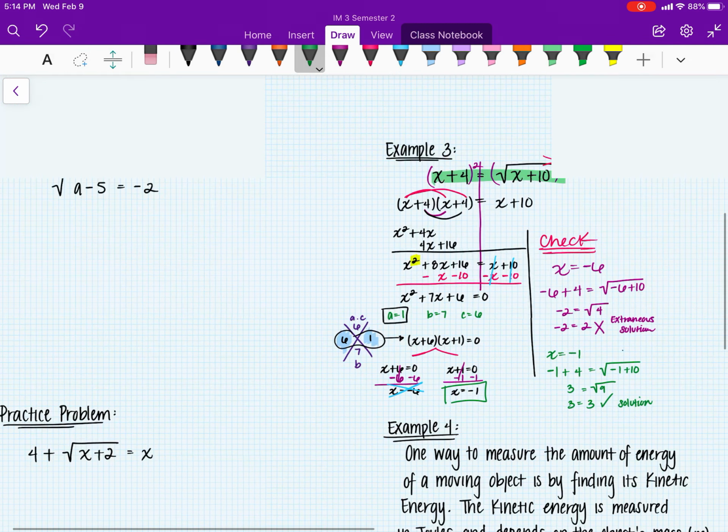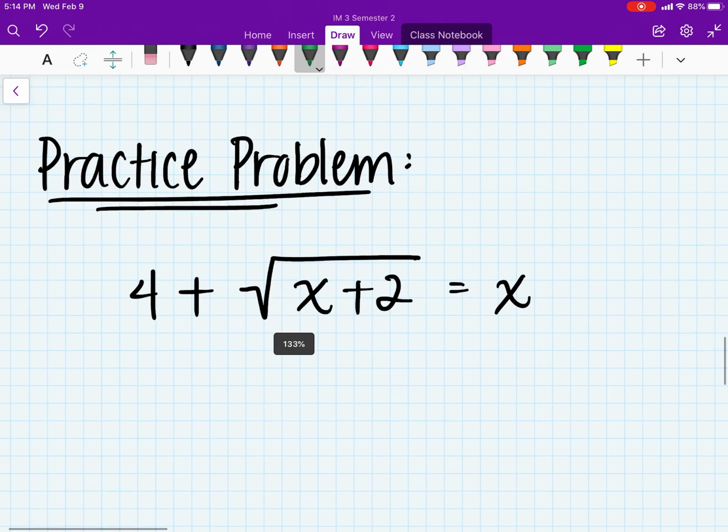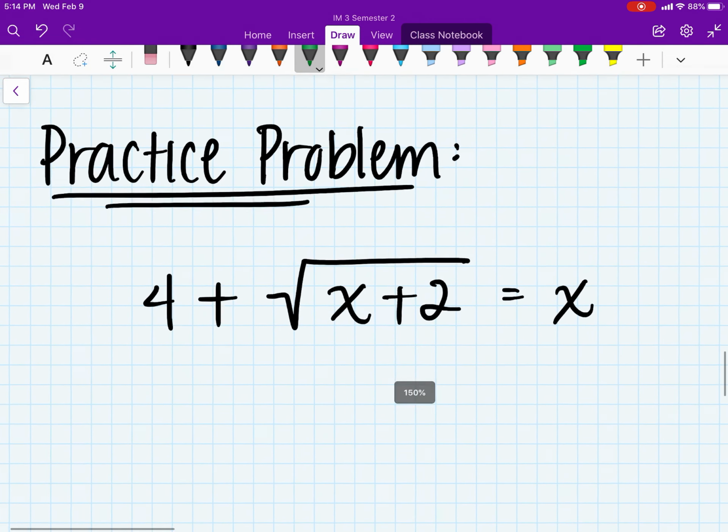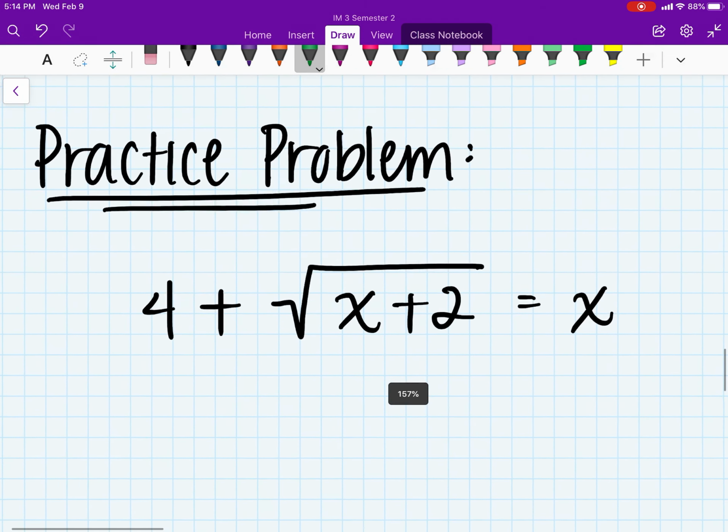All right. And if you guys are absent, this is actually the practice problem I'll be checking, and this will be going into your grade. So make sure you complete the notes and this problem.